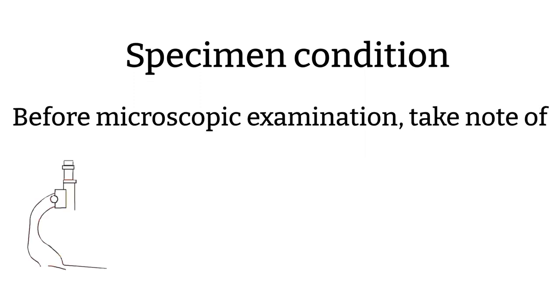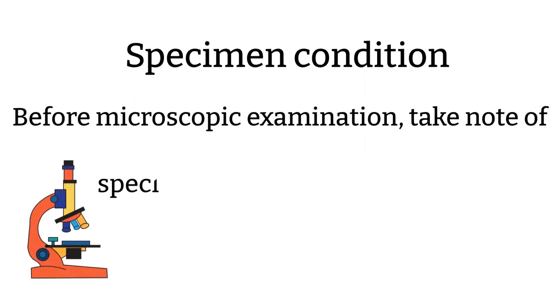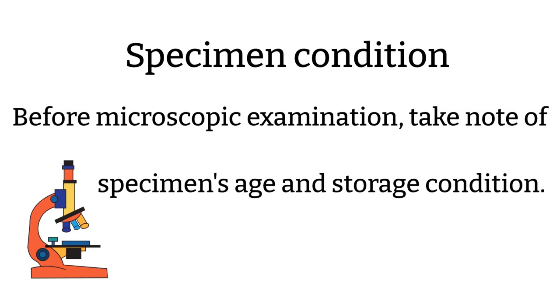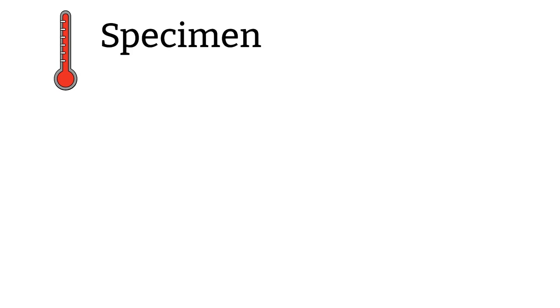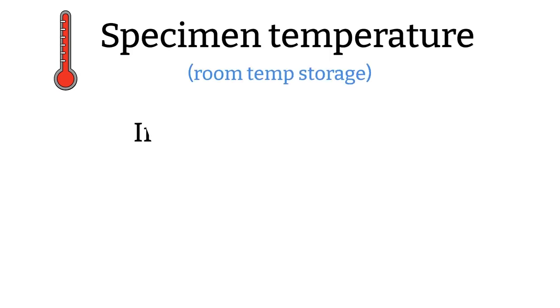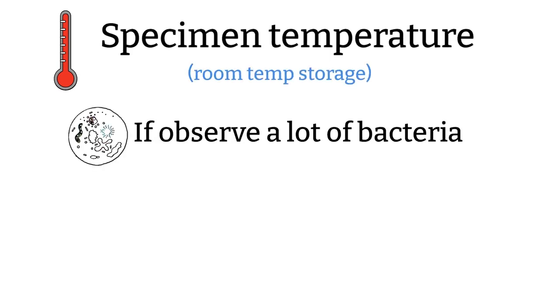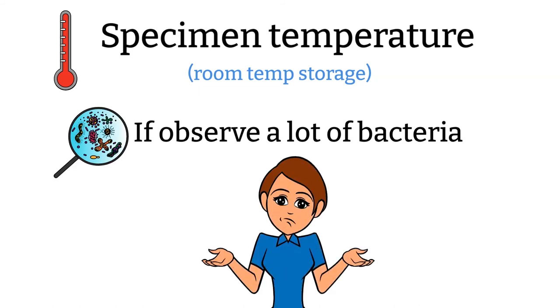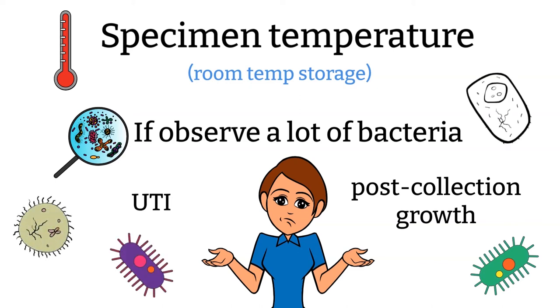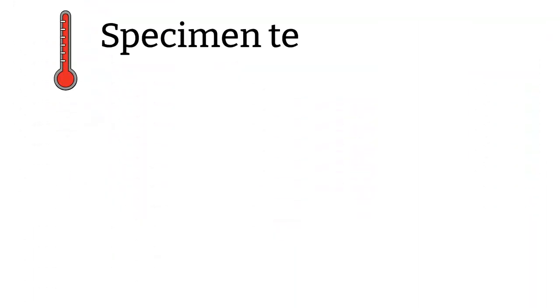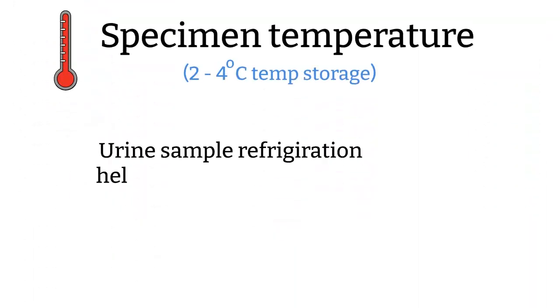Specimen condition. Before the start of microscopic examination, take the specimen's age and storage condition into consideration. For instance, if the specimen has been left at room temperature for 4 hours and you see an abundance of bacteria, does that suggest that the patient may have a UTI, or is that due to bacterial growth after the fact? Well, if you store the urine in the refrigerator, that would fix the problem, right? What do you think? Well, let's see.